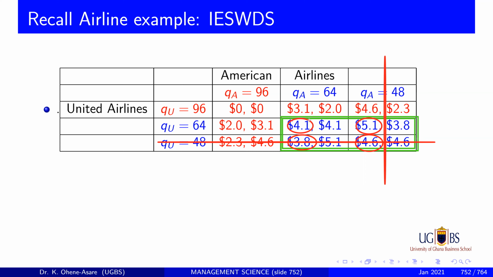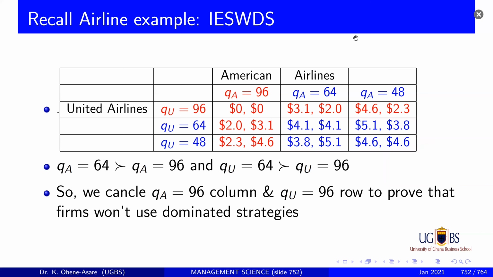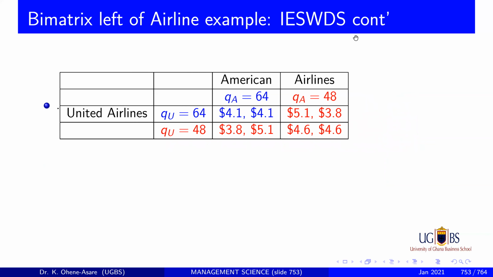So our final answer is going to be 64 for United, and then 64 for American. So this becomes our final result that we have. That becomes our final 4.1, 4.1. Let me just show you. It's just a matter of dealing with iterative elimination, iterative elimination, iterative elimination. And then we can eventually see that now 4.1, 4.1.